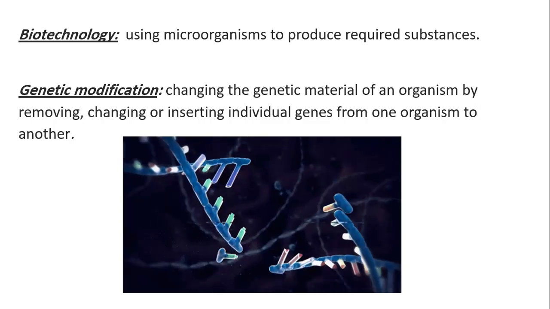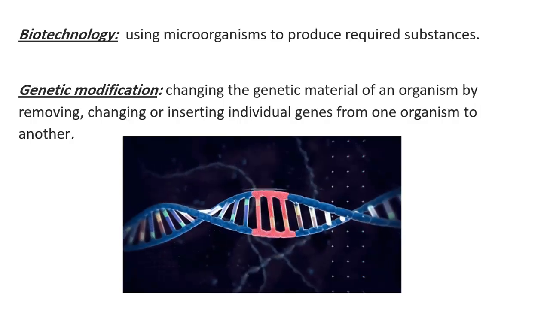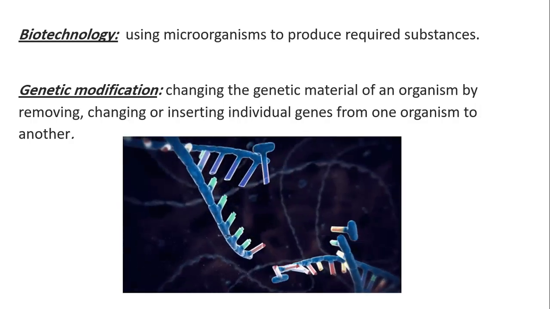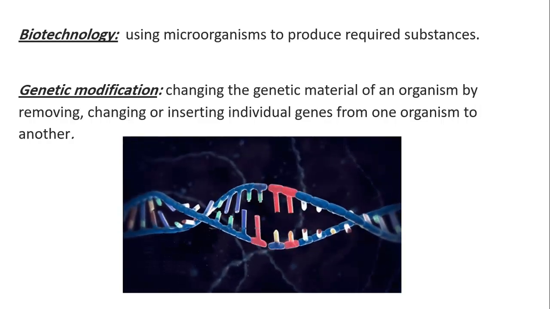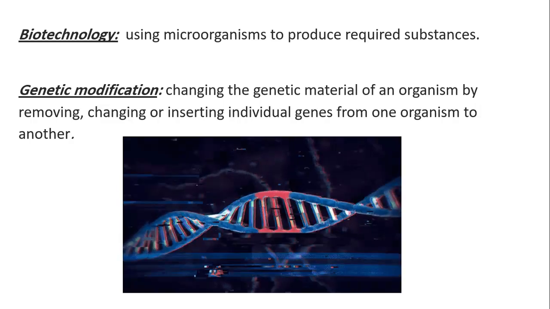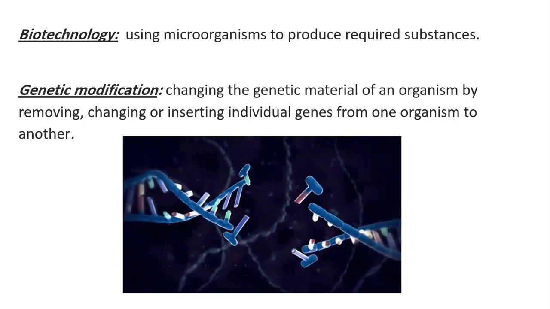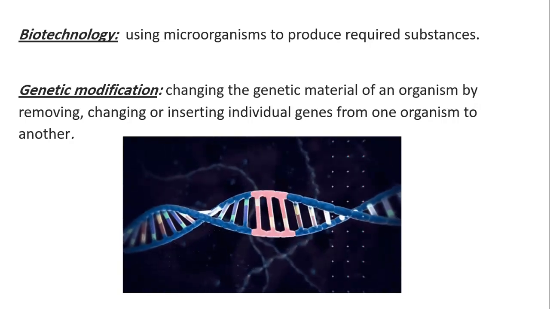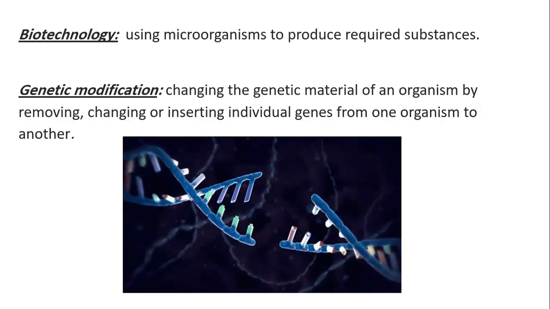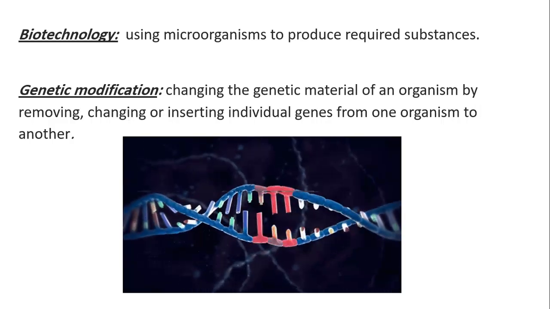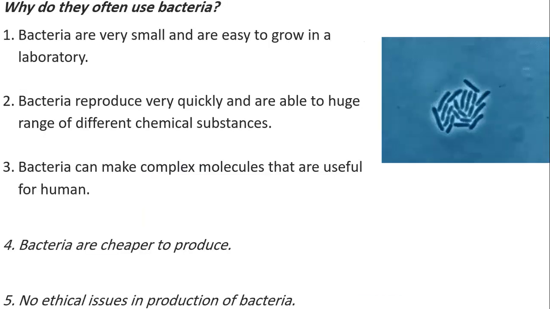Also, we have another way, which is genetic modification. Changing the genetic material of an organism. How? By removing, changing, or inserting an individual gene or some individual genes from one organism to another. And this is what we call genetic engineering. So we have biotechnology, using microorganisms to make a required substance, and we have genetic modification or genetic engineering, where we can change the sequence of a specific gene or do the changes that we need in DNA.